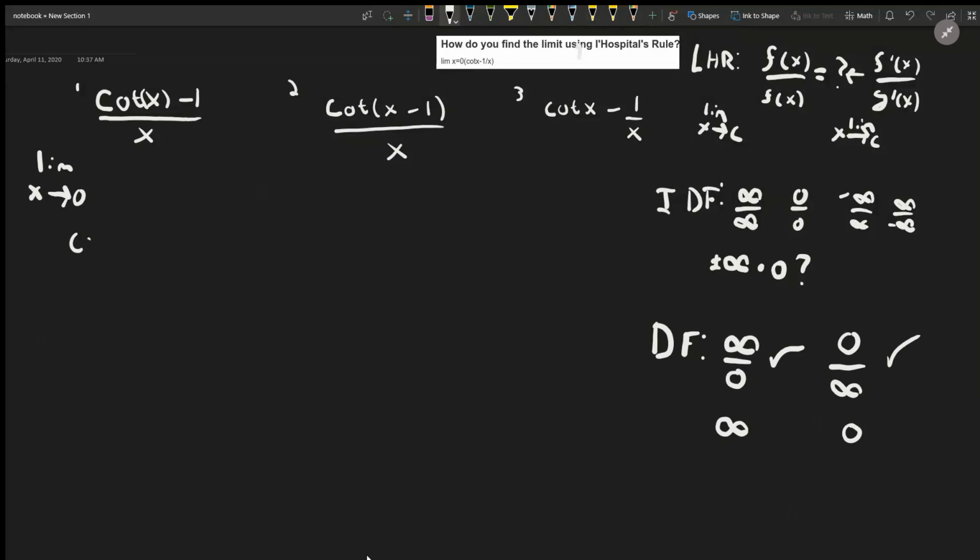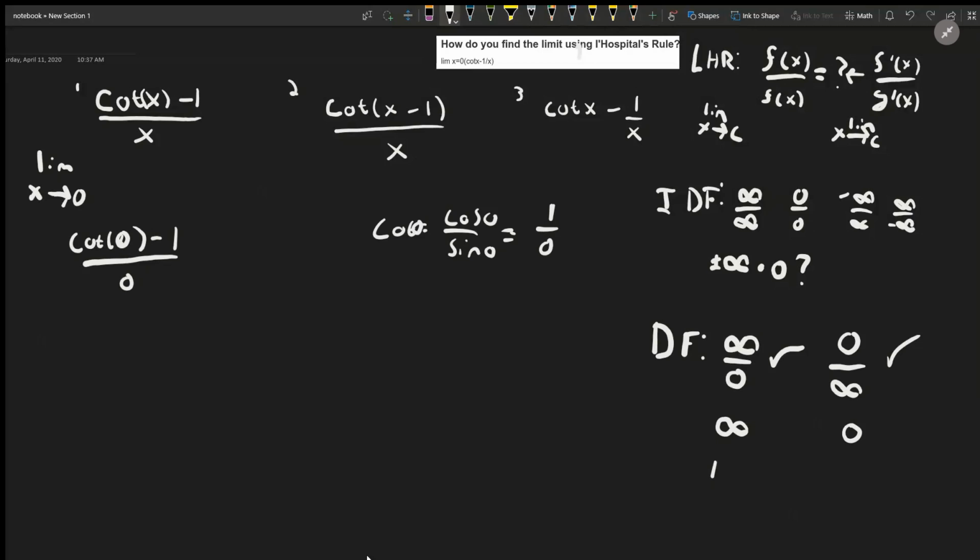We'll say cotangent of 0 minus 1 over 0. So really quickly, just a little side note out here: cotangent is, by definition, your cosine over your sine value. And so when you put a 0 in here, you get cosine of 0 over sine of 0, which equals 1 divided by 0, which is definitely a determinant form.